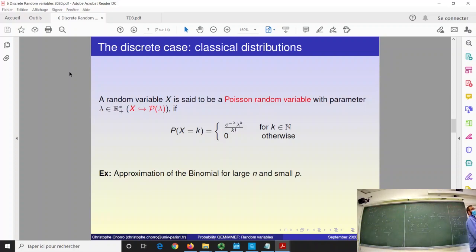So once again, here the expectation of a Poisson of parameter lambda is lambda. So something very, very easy to keep in mind. The expectation of a Poisson of parameter lambda is simply lambda. Okay?